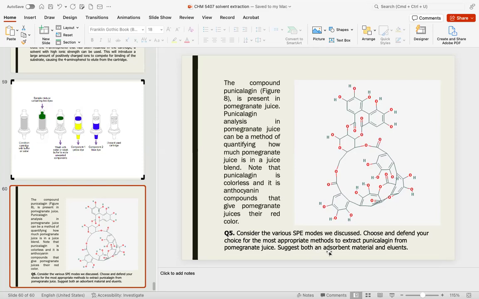So the question is, you have to suggest the possible adsorbent material. Please refer to the notes, the link that I have given, LibreTexts, I think in PDF as well. There's a table suggesting what kind of adsorbent material is suitable for certain things. But the most important is the types of eluents, meaning the solvent to extract the punicalagin from the pomegranate juice.